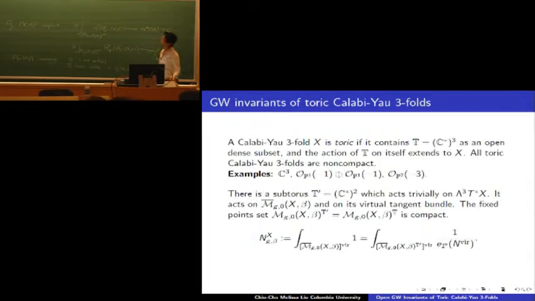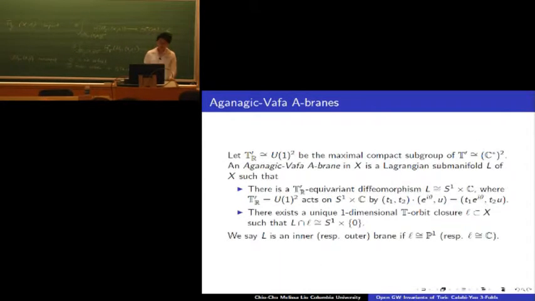So these are closed Gromov-Witten invariants. Next, I want to define some open Gromov-Witten invariants. We will consider a very special class of Lagrangian submanifolds introduced by Aganagic and Vafa. We consider the maximal compact subgroup of this rank 2 subtorus, so it is a compact two-dimensional torus.